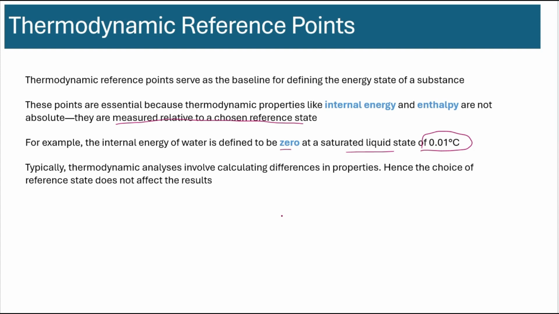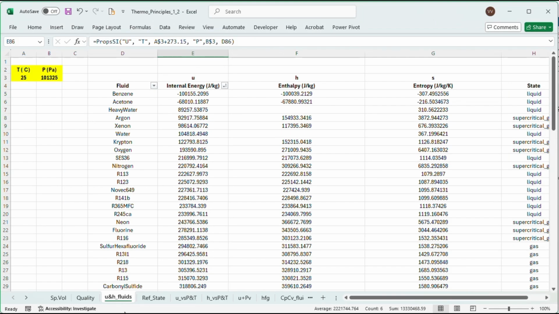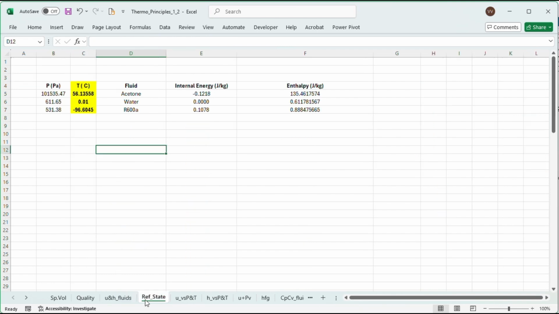And different databases use different reference points too. You know, so it's possible that you get a certain internal energy for water at a particular temperature if you're using a certain database, and you'll get a different value if you use a certain other database. But the delta between two states will be the same, even if the original reference points are different. Okay, so now let's look at the reference state chart here, or tab here.